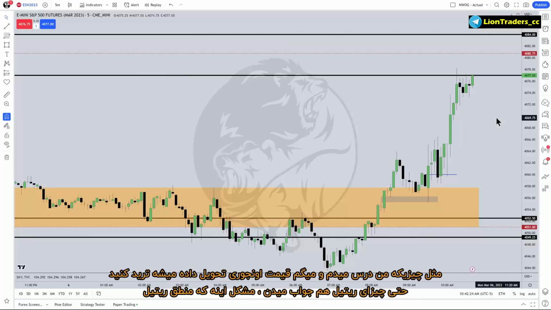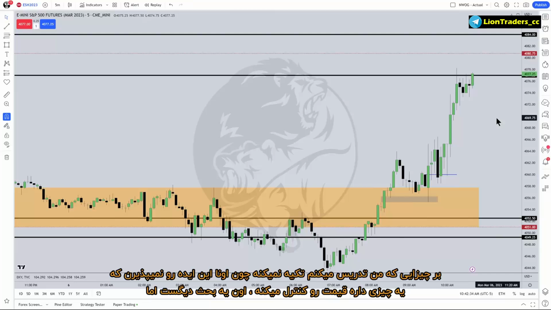Because if you trade in line with how I teach how price is going to book, even retail stuff will work. Problem is, retail logic isn't going to lean on the things I'm teaching because they don't subscribe to the idea that there's something controlling price. And that's an argument for another day.